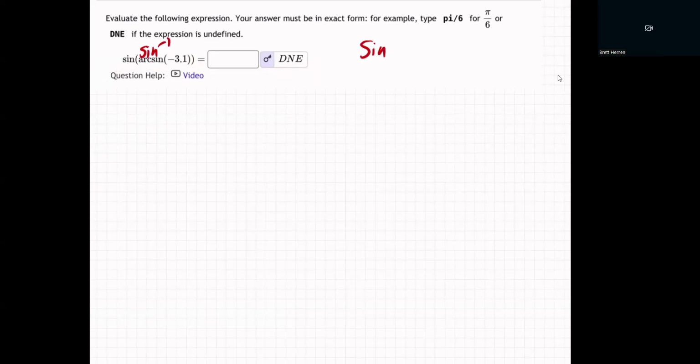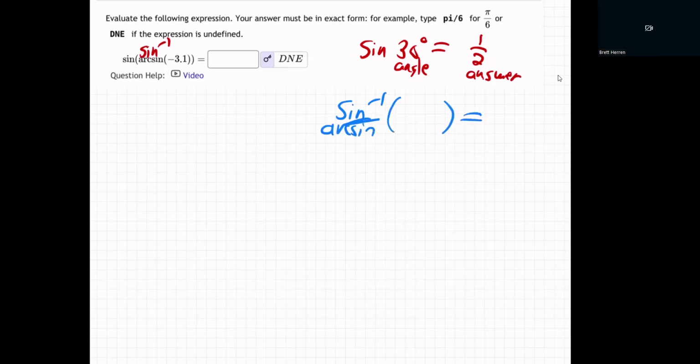Let me show you. If you take the sine of, say, 30 degrees, it'll tell you a half, right? This is an angle, and this is the answer to that question. Well, therefore, inverse sine or arc sine, same thing. What does it do? It's an inverse. What do inverse functions do?